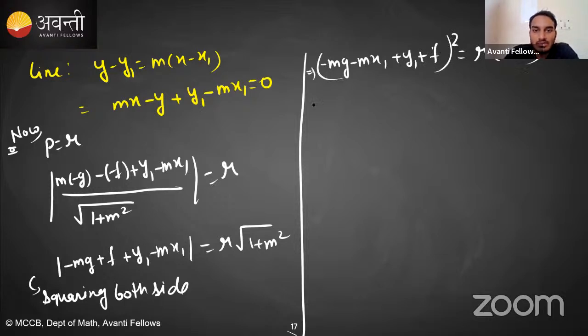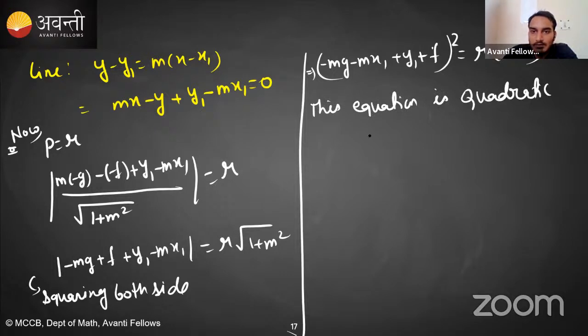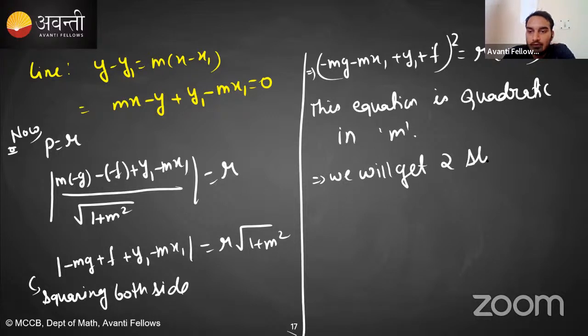Yes or no? So this equation is quadratic in m. Clearly m square दिख रहा है. यहाँ से कुछ इसको स्क्वायर करोगे, 2m आएगा, right? So this equation is quadratic in m, right? Degree 2 equation in m, right? So it implies we will get two slopes. So hence we are going to get two tangents.